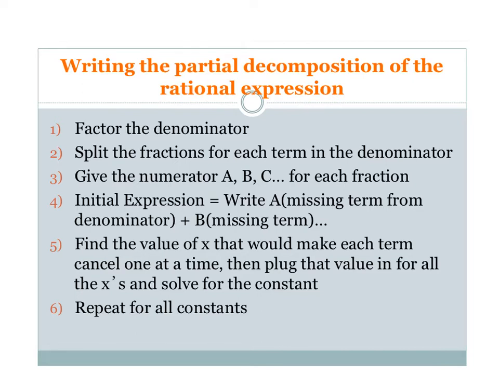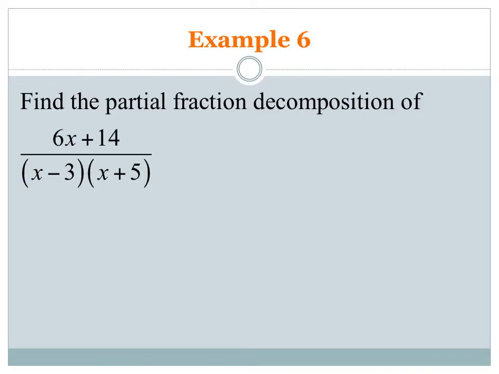Then you want to cancel out each constant one at a time. So you're going to have to figure out what value of x would cancel out those constants. Plug them in one at a time. And when you do that, you'll be left with one constant. You'll get that value, and you'll repeat it for each one you have left. All right, so action is easier than words here.